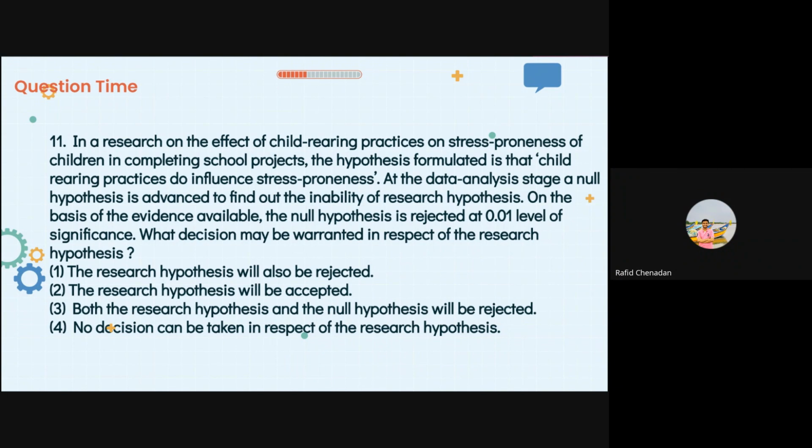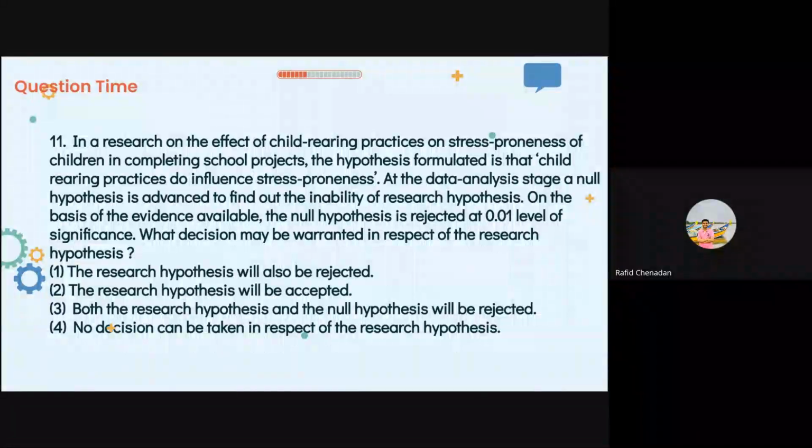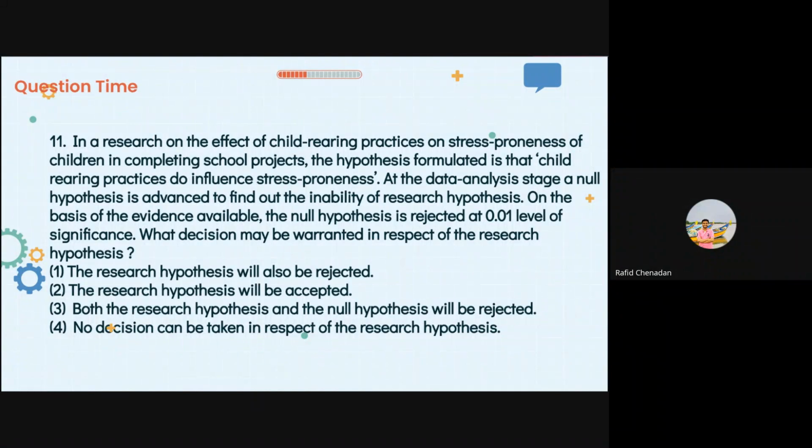It will be accepted. Anybody else? Two. So that is the answer. The research hypothesis will be accepted. We'll explain in the next slide why.